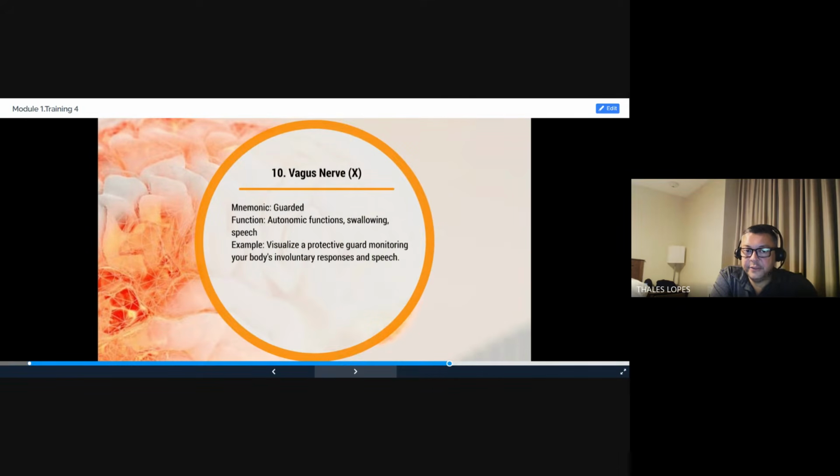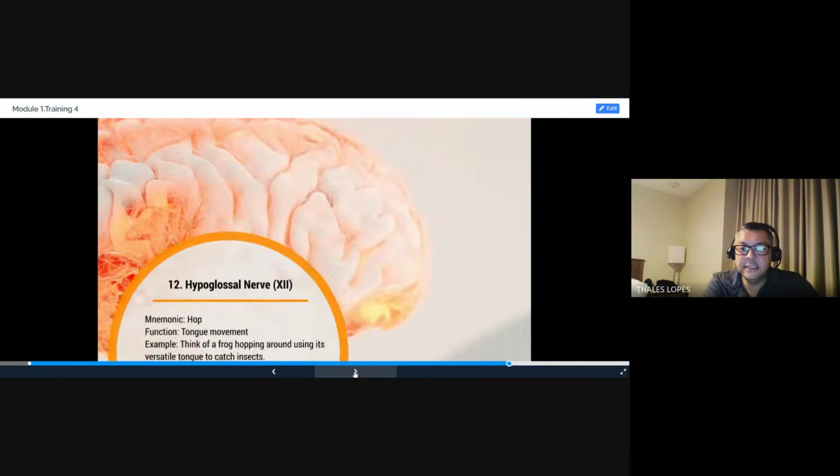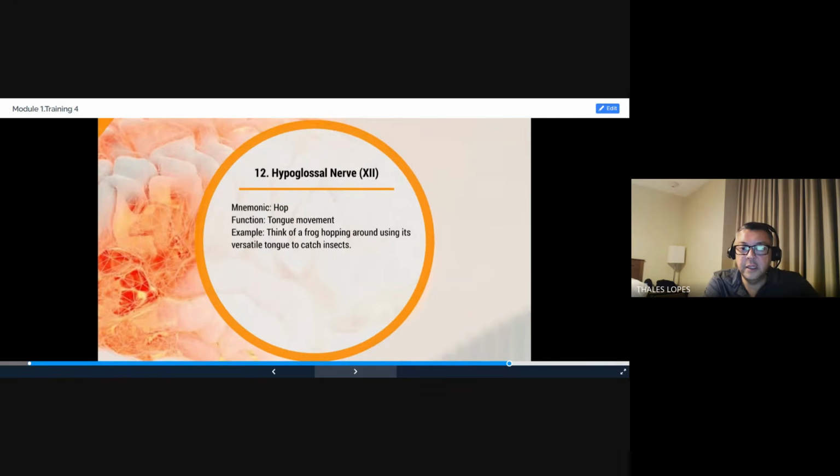10 is your vagus nerve, right? Your autonomic function, able to swallow and speak, able to breathe, is vagus nerve as well, right? Then we have 11 is your shoulders, your accessory muscles, your shoulders, your neck movement, and 12 is your tongue movement.